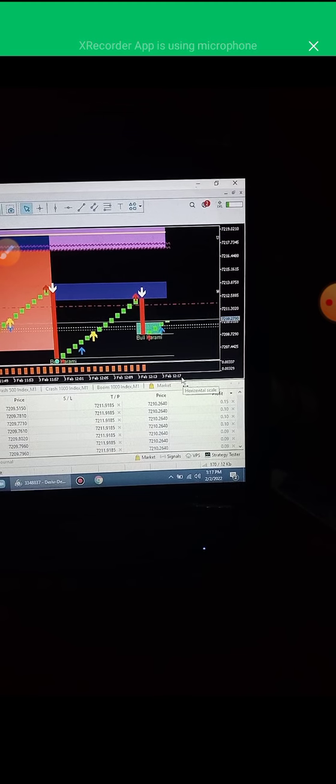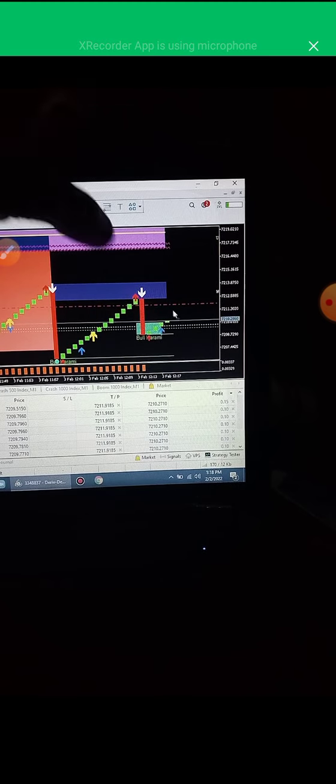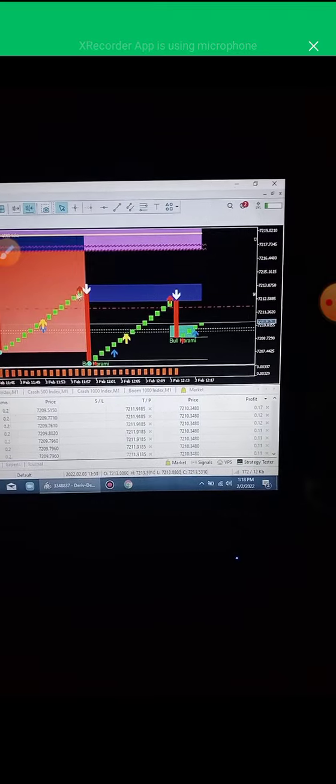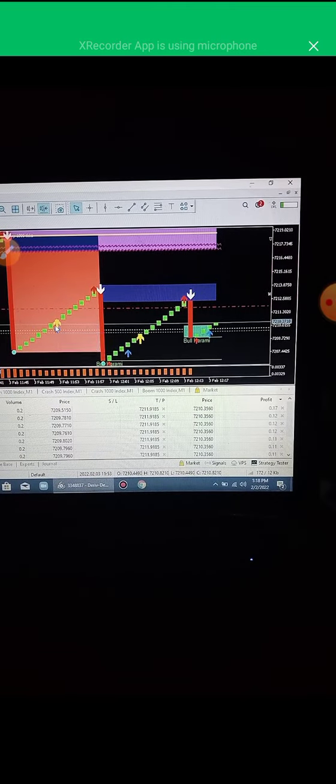So how do you trade this indicator? If you look here, you see this white. Do you see the white? You see this yellow arrow. So this yellow arrow or white arrow is a spike indication. You see, look at it. It's a spike signal.